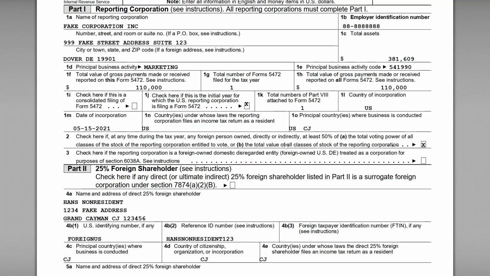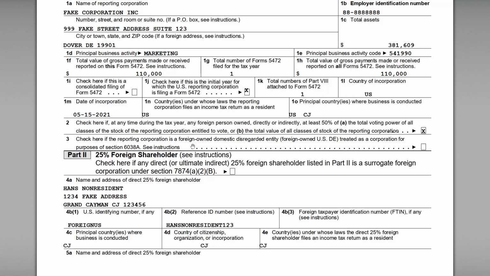Question 2 is asking us if any foreign person owned at least 50% of the voter value. Yes, right, Hans owns 100%. Now, box 3 is left blank here in this context because box 3 is used when you are filing 5472 for a foreign-owned U.S. disregarded entity. So if you have a foreign-owned U.S. DE and you're filing this 5472 with a pro forma 1120, then you would check this box, right?